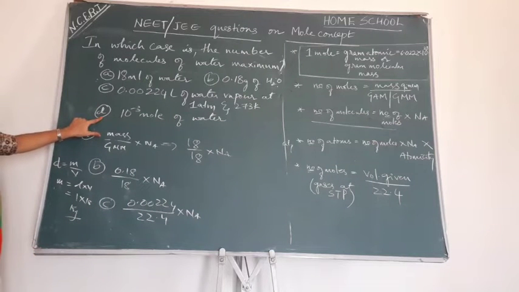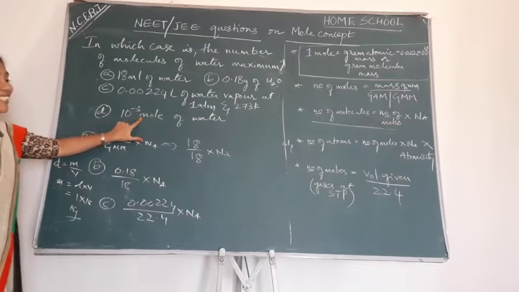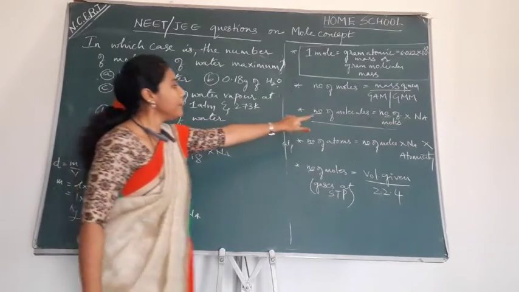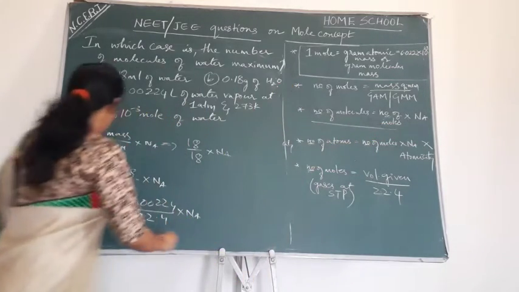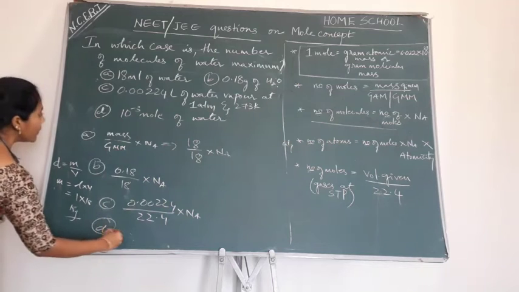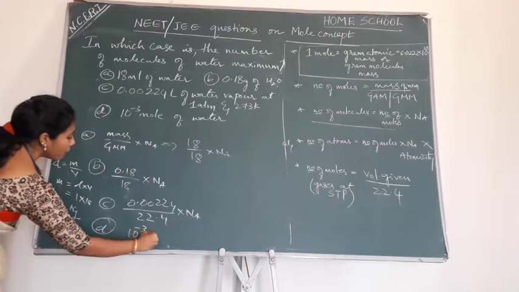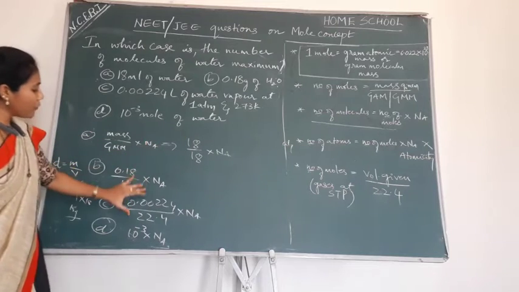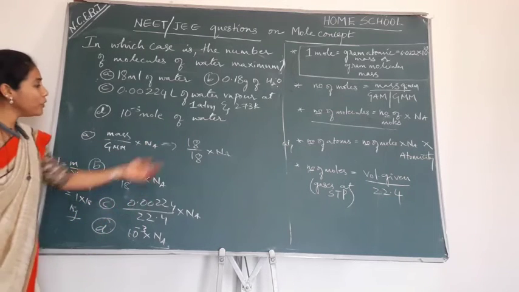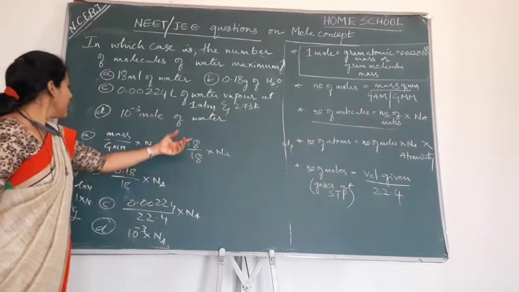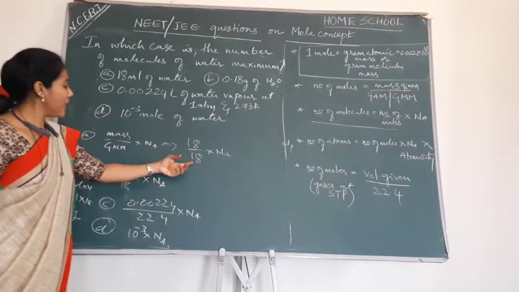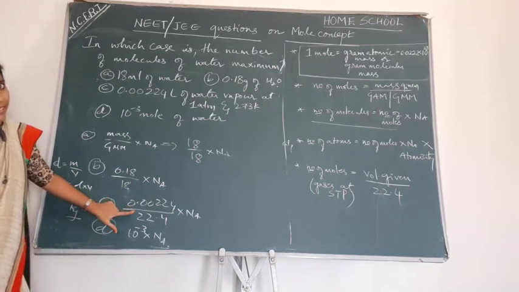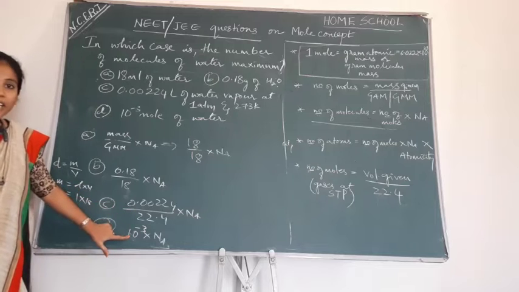And coming to option D, moles are directly given in the question, no? So what is our formula? Number of moles into Avogadro number. Moles directly given, so it will be 10 to the power of minus 3 into Avogadro number. So compare the values to see where you get the maximum value. Here it is 1 mole, so here it is 1 Avogadro number of molecules, and here the value will be lesser than 1 only. Here also lesser than 1, and this is also lesser than 1.